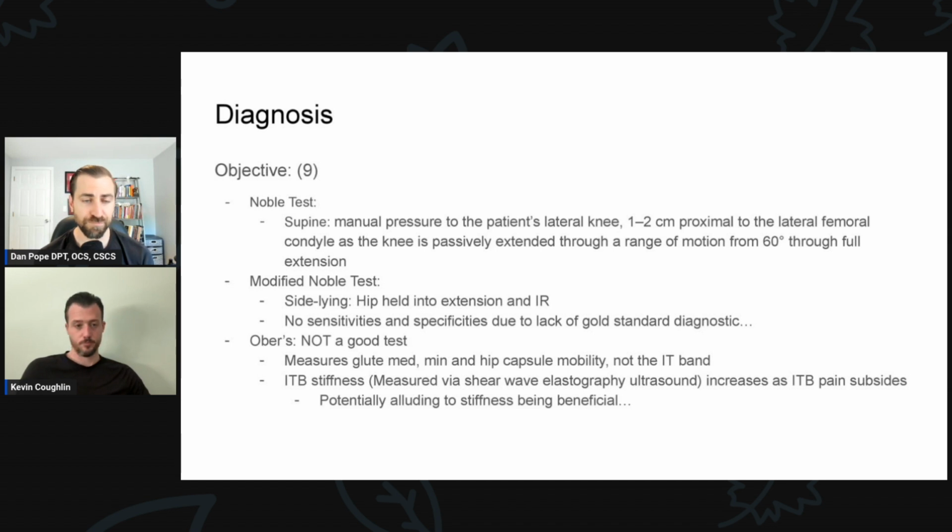And here's the other piece. IT band stiffness, and this is measured via shear wave elastography ultrasound. Had to learn more about that. Essentially, they have an ultrasound machine that bounces off of the IT band and gives you information about how stiff that particular substance is, right? And they use that to measure stiffness like the Achilles tendon, IT band, so on and so forth. And what they find is that IT band stiffness increases as ITB pain subsides. And this potentially alludes to stiffness being beneficial, meaning that we don't necessarily want to reduce stiffness.